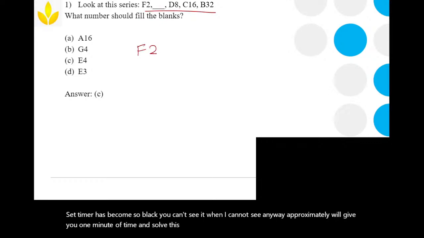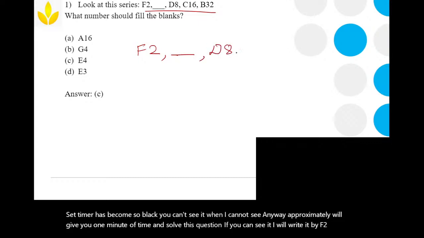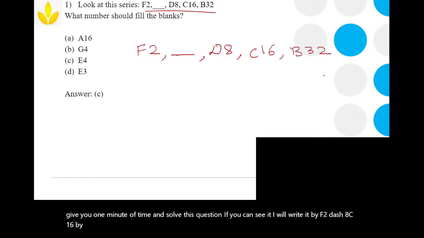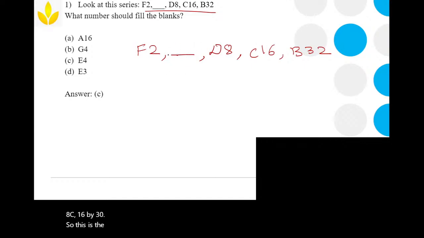If you can't see it, I'll write it: F2, D8, C16, B32. So this is a series, and here there is one number which is left blank and you have to fill it. Okay? So the options are given, try to get the answer.